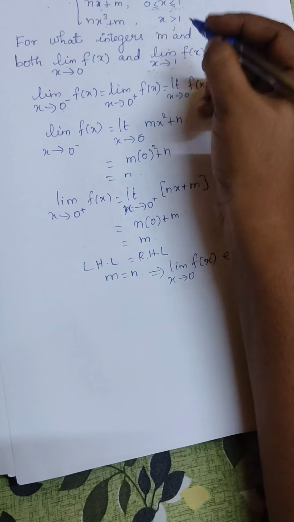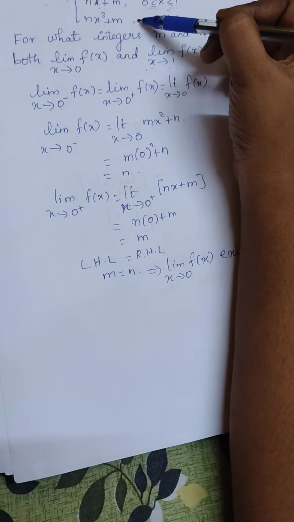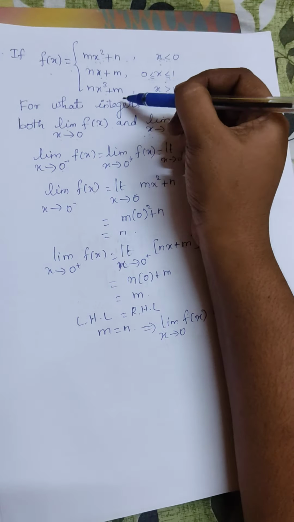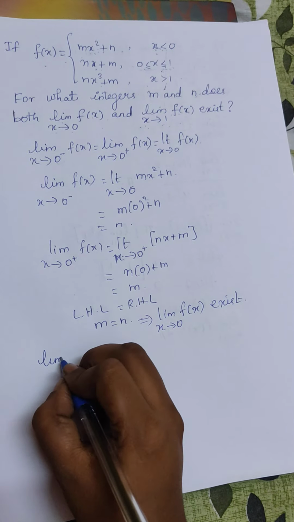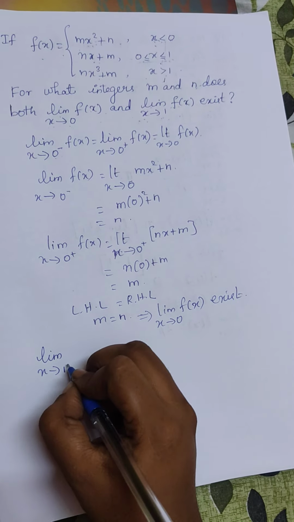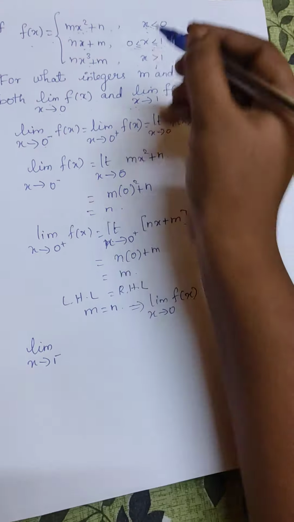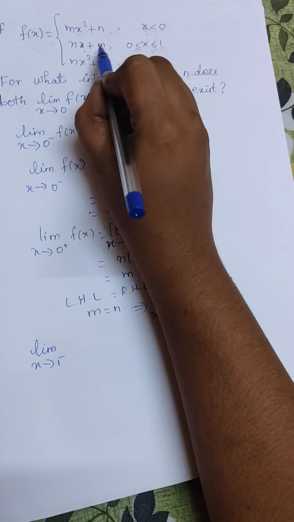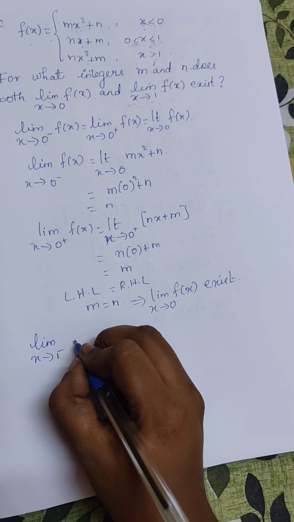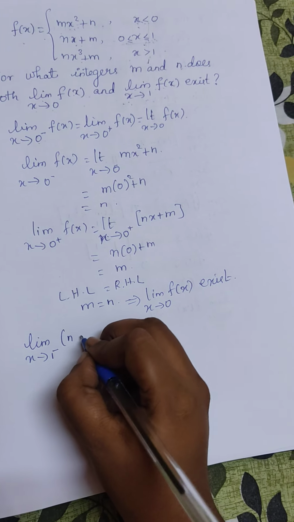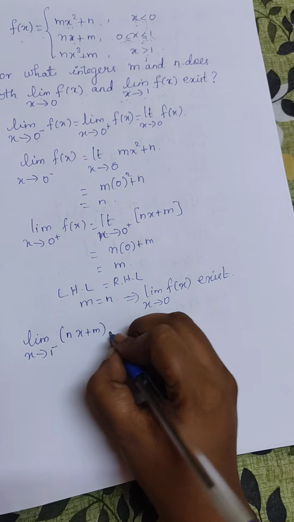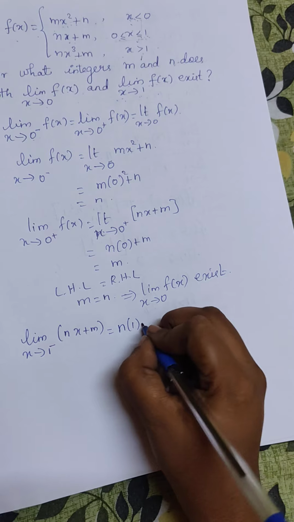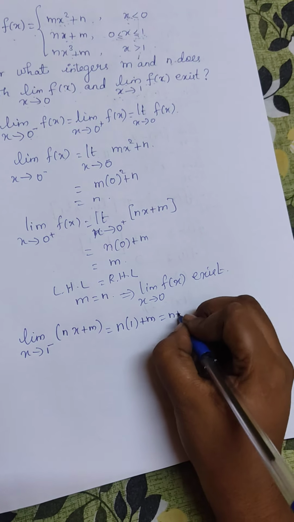Now we will consider the limit of f of x as x tends to 1. In this case you have to consider these two segments. For that I am taking the limit as x tends to 1 minus, approaching 1 from the left hand neighborhood. For this we have to take this function. After substituting the limit, we are getting n plus m.